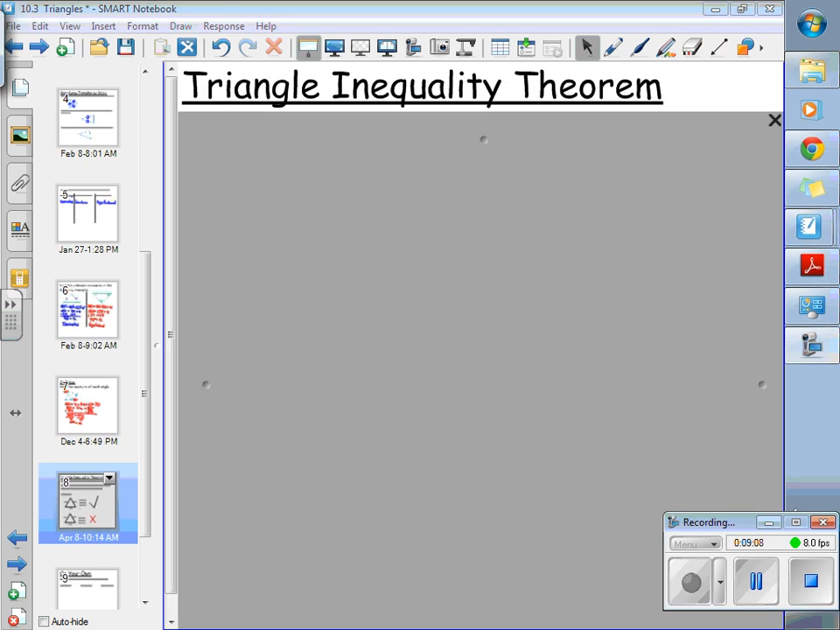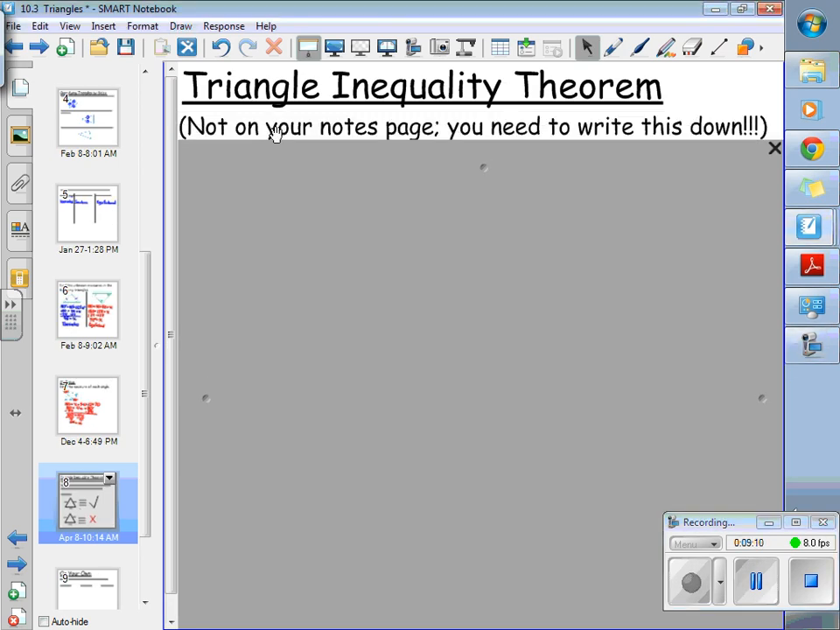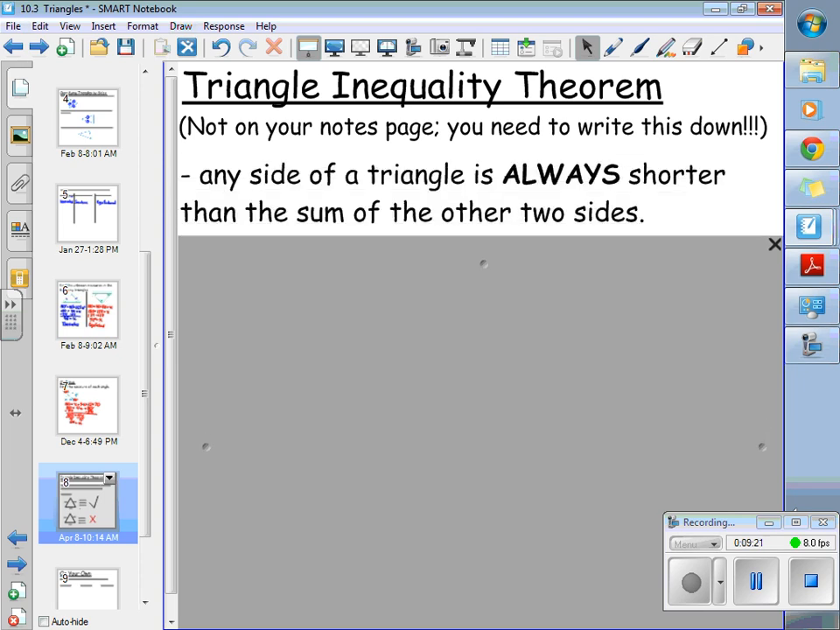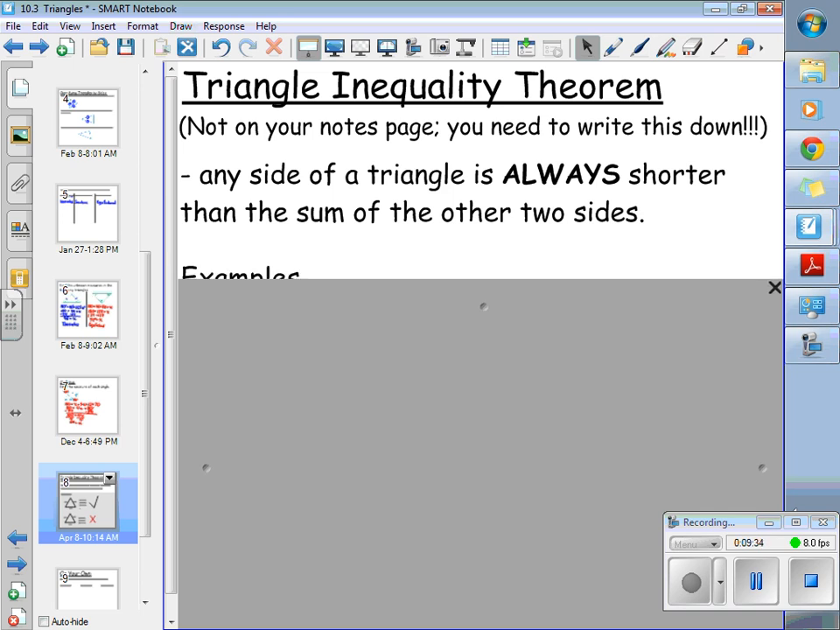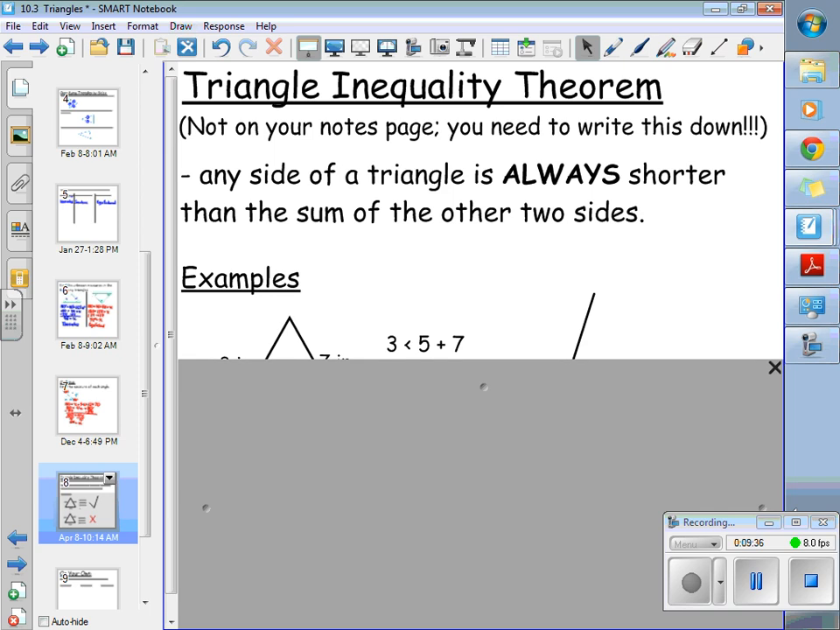Okay, so we've got the triangle inequality theorem. This is not on your notes page, so you need to write this down. Hopefully there's enough room on there. If not, grab a piece of loose leaf and add it to it. Any side of a triangle is always shorter than the sum of the other two sides. So this means if I add the sides together of any two of them, it should be greater than the third side.